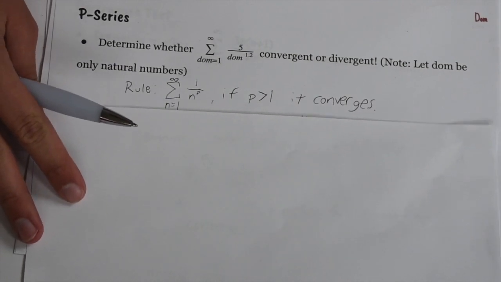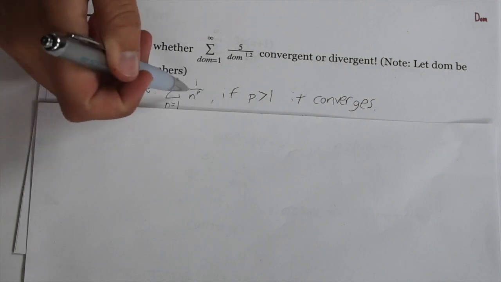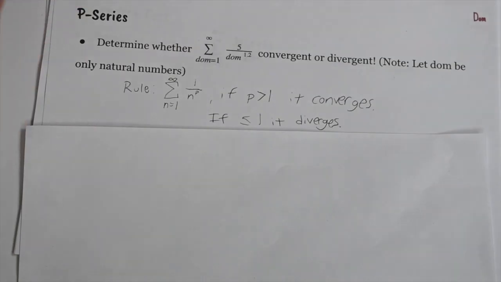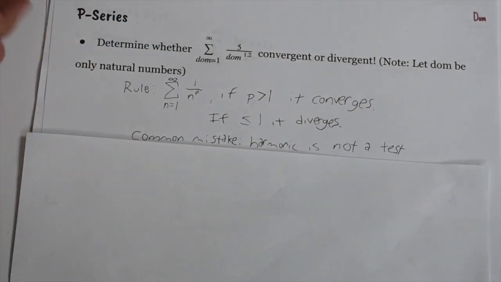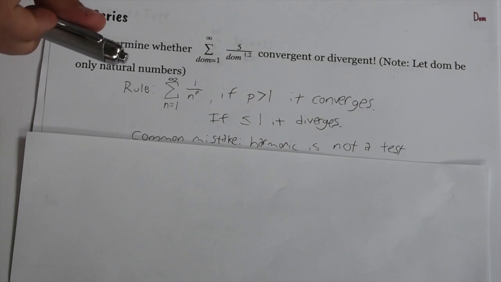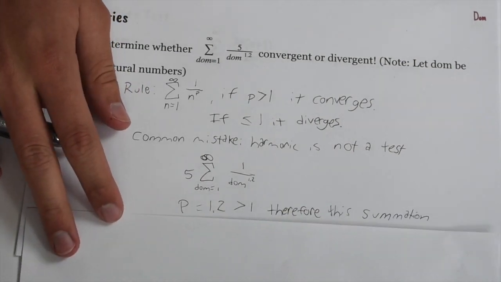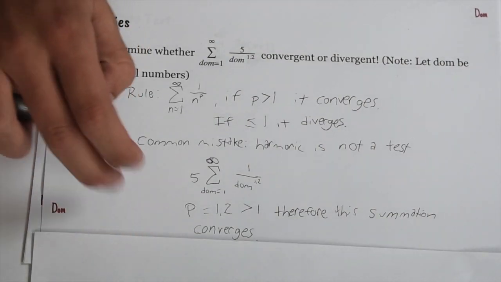So we remember our rule for p-series. It's if the summation from 1 to infinity of n to the p, if p is greater than 1, then it converges. If it's less than or equal to 1, then it diverges. We all know the special case of 1 over n, just straight. We call that the harmonic series, and a common mistake here would be calling harmonic series its own test. So for this one, it's pretty obvious that it converges. Our p-value is 1.2, which is greater than 1, therefore the summation converges.